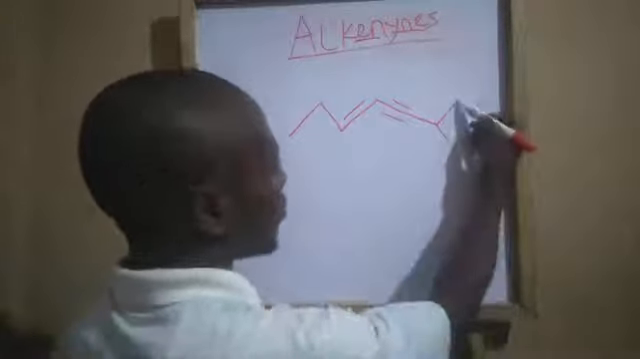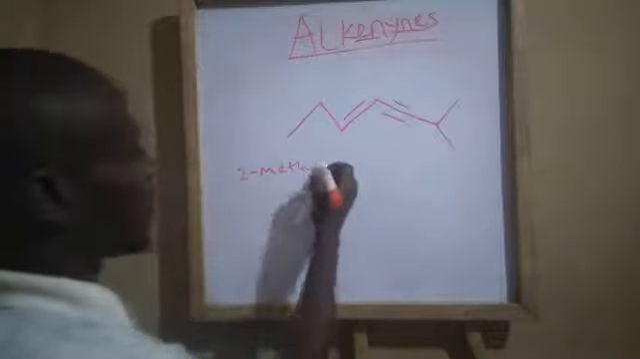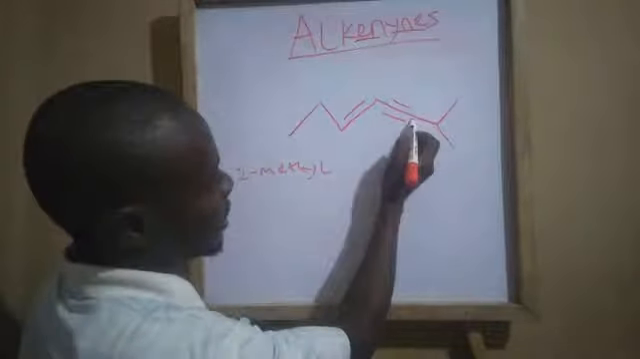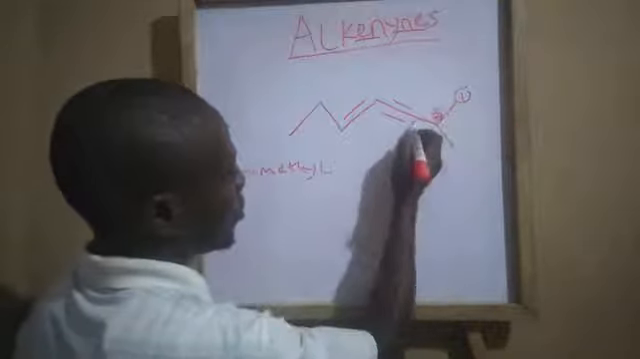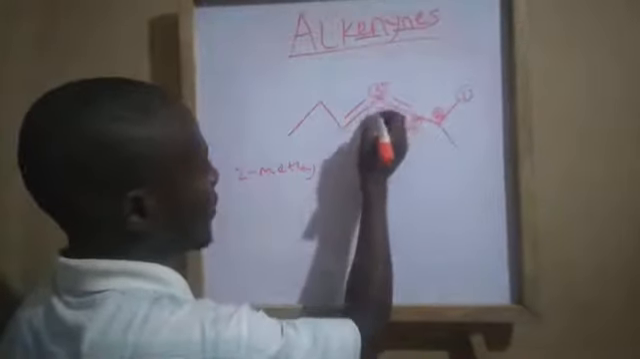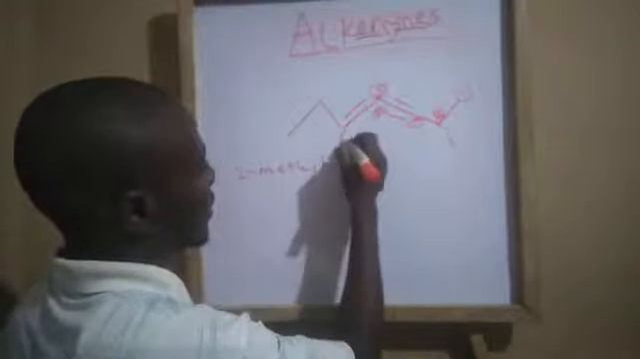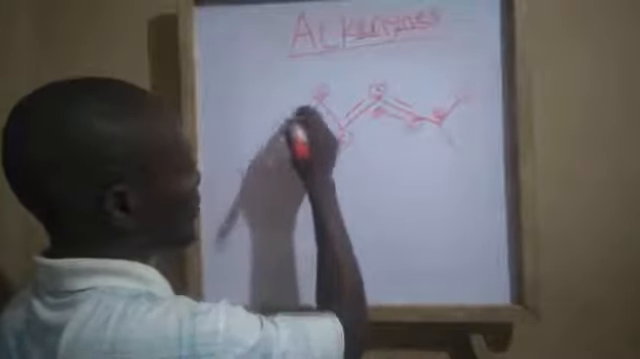So now let's go 1, 2. So this is 2 methyl. Then we have 3. So let me start the numbering. 1, 2, 3, 4, 5, 6, 7, 8. Are you getting it? Now let's go, 2 methyl.